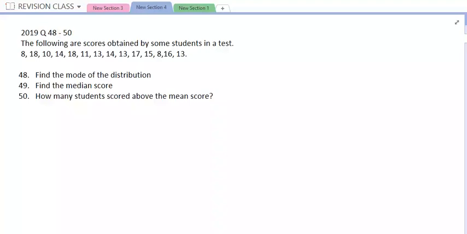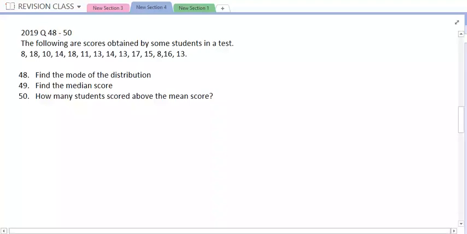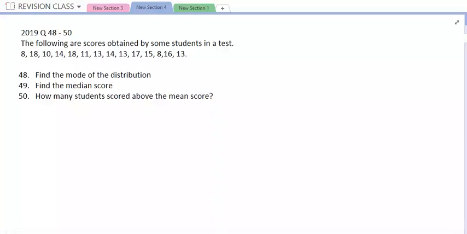WAEC 2019, questions 48 to 50. Let's see the question. The following are scores obtained by some students in a test: 8, 18, 10, 14, 18, 11, 13, 14, 13, 17, 15, 8, 16, 13.